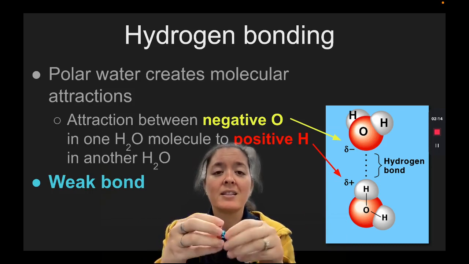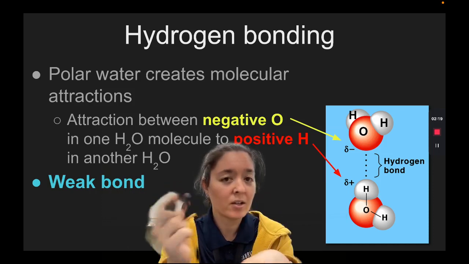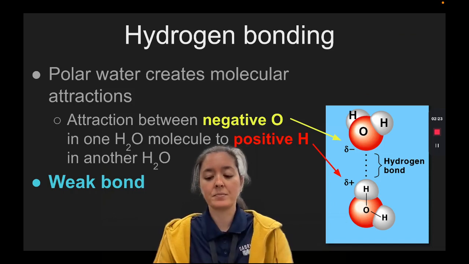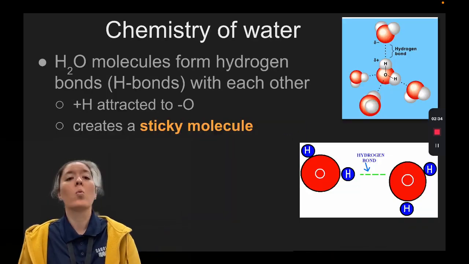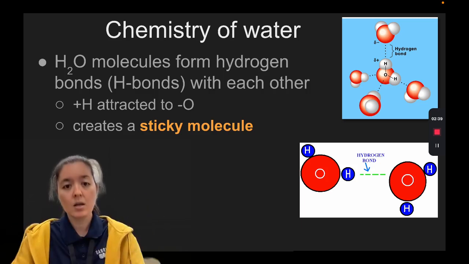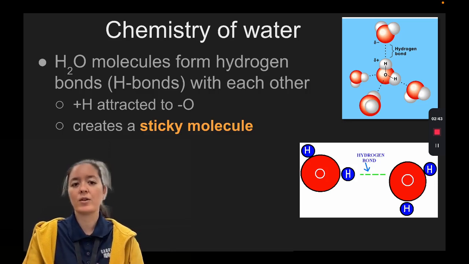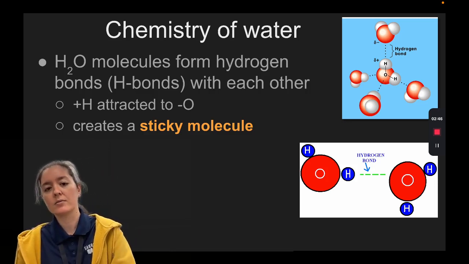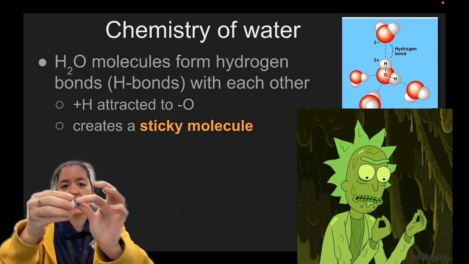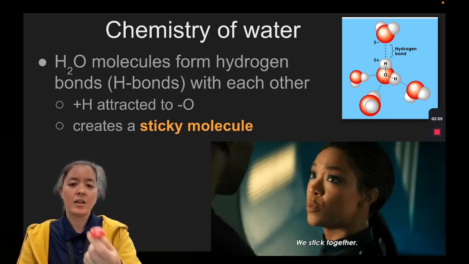And what that means is that it's super easy to break those bonds and they're attracted to each other still, but it's really easy to break, just like a magnet. Chemistry of water. Water molecules form hydrogen bonds, or magnets, with each other. So again, the hydrogen is a little bit positive, so it's attracted to that little bit negative oxygen. This creates what's called a sticky molecule. It's a little bit sticky, just like how magnets are a little bit sticky. We can easily pull them apart, but they stick together.